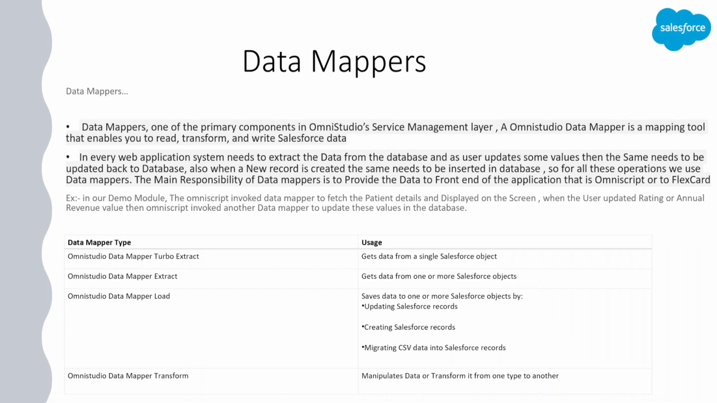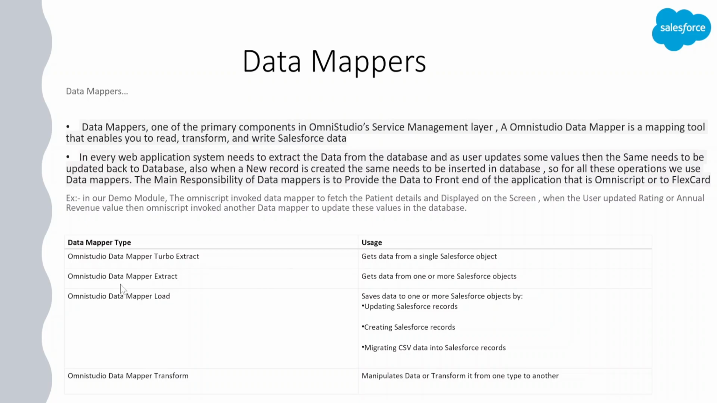Now let's understand the different types of data mapper. We will have examples for each of these types, but in this video, let's just understand the definition of each of them. The first one is OmniStudio Data Mapper Turbo Extract. It gets data from a single Salesforce object. So if you have a very simple requirement to retrieve data from just one single object and all the parents of that object, then you can go for the Turbo Extract. It works with one object and can also retrieve data from the parent records, not from the child records. Turbo Extract is very straightforward, and this is what we will see in our next video.